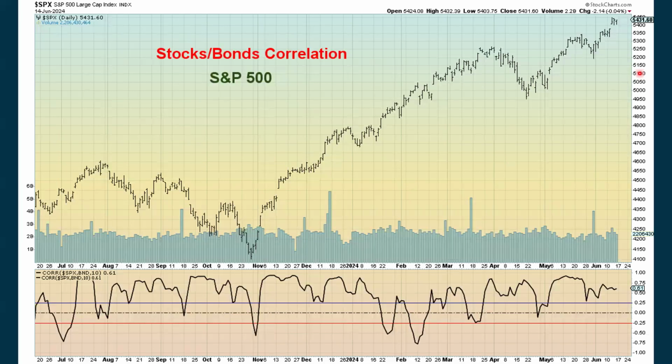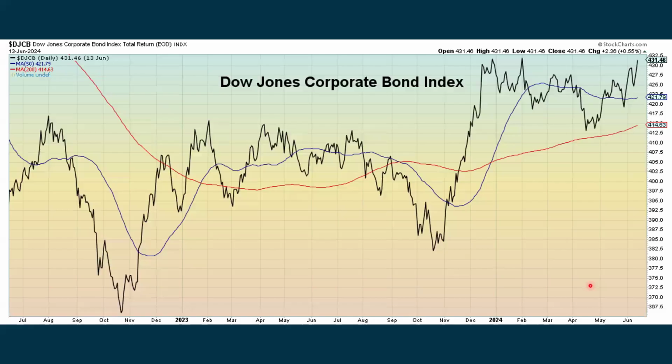We look at a correlation between stocks and bonds, fairly strong tendency to go in the same direction. Now, this is bonds based on price, not based on their interest rate or yield. So if bonds are up lately, typically stocks are up as well. We look at the corporate bond index, where this is finally showing some life in here. We're not quite back above these previous highs, but we are in an uptrend and above both moving averages.